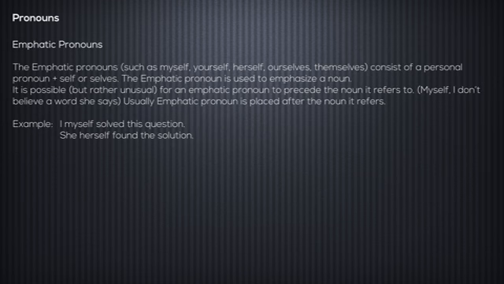Emphatic pronouns. The emphatic pronouns such as myself, yourself, herself, ourselves, themselves consist of a personal pronoun followed by self or selves. The emphatic pronoun is used to emphasize a noun. It is possible but rather unusual for an emphatic pronoun to precede the noun it refers to. Myself, I don't believe a word she says would be incorrect.